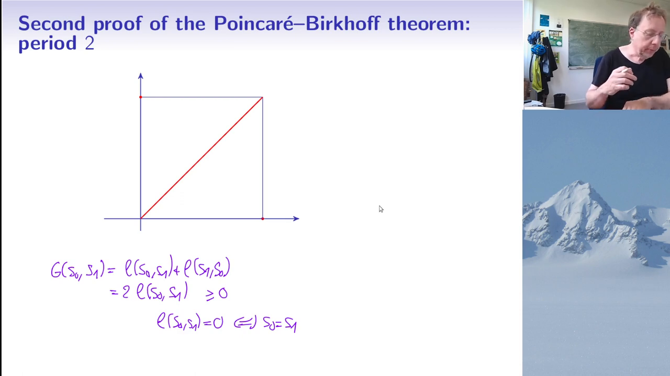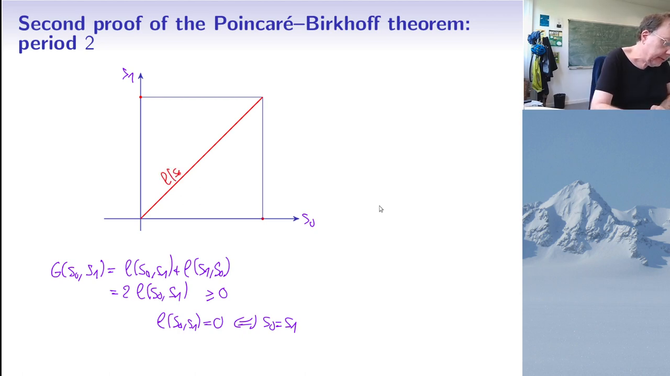So if I plot now S0 here, S1 here, I have a function which is continuous and it is zero on the diagonal. So here I have L of (S0, S1) equals zero if S1 is equal to S0. And I've also included the point here and the point here because remember everything is periodic. So this side you have to glue to this one and this one you have to glue to this one. So now I have a continuous non-negative function and actually it is strictly positive here and here.